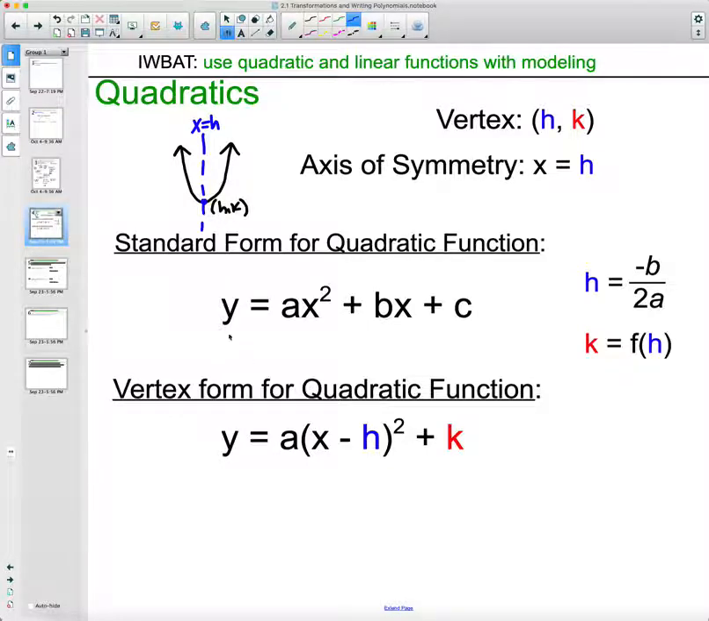So we have standard form here, ax squared plus bx plus c. You find the x coordinate, or your axis of symmetry, by doing opposite of b over 2a. So this is just finding the x coordinate of the vertex. And then you find the y coordinate by plugging that into the function. So you just plug that x value into the function.